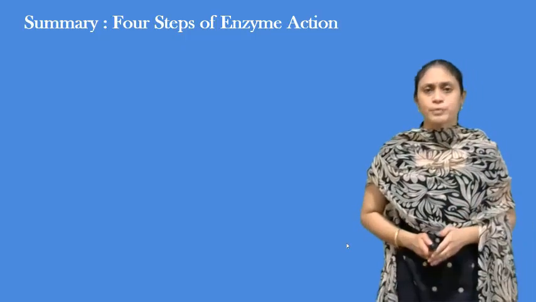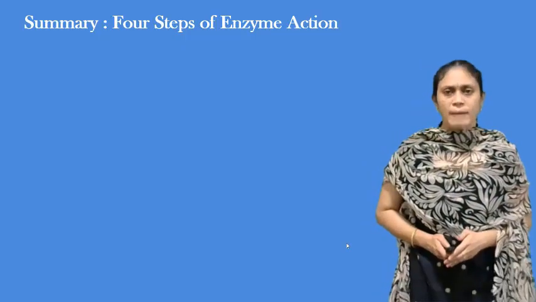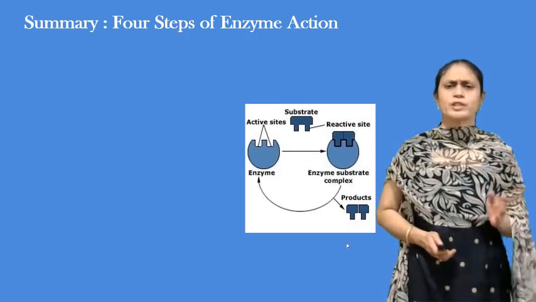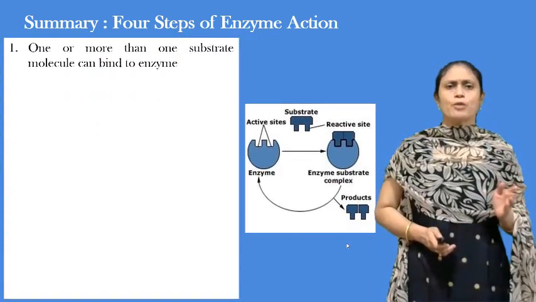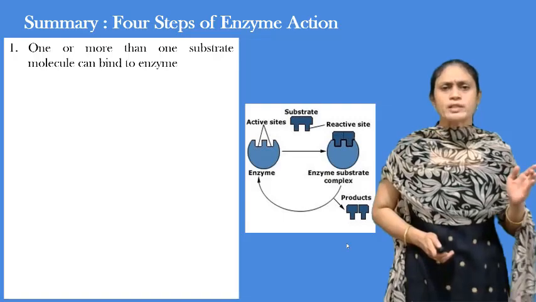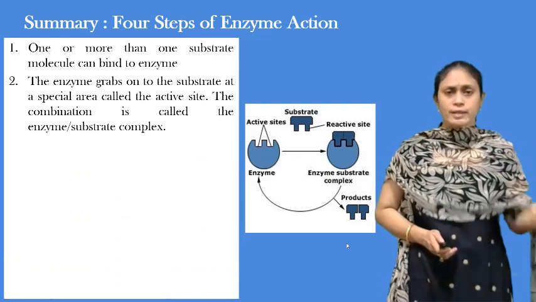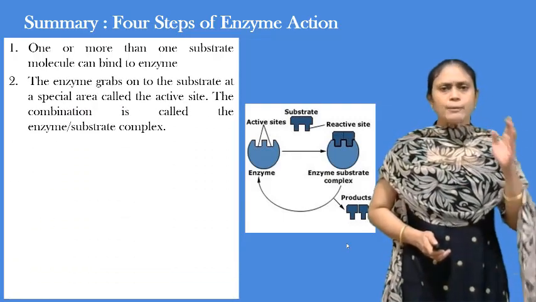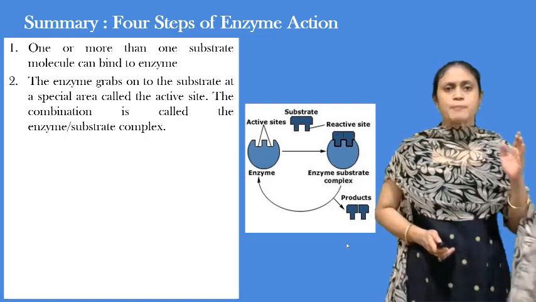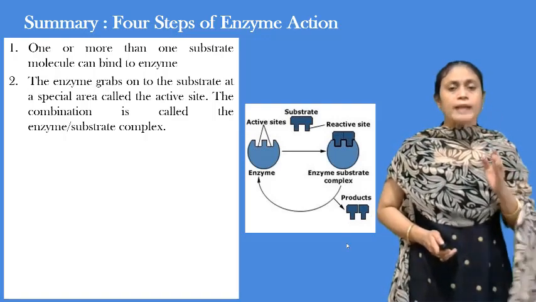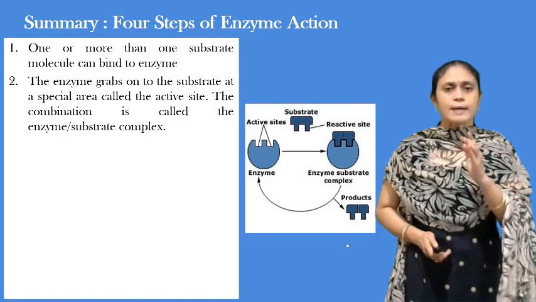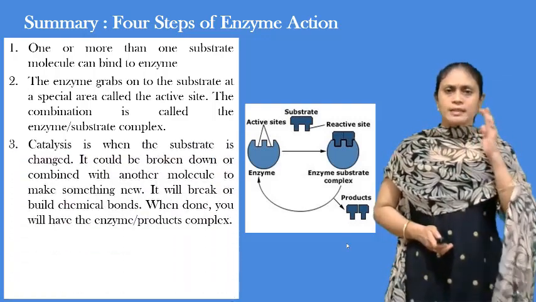Now we are moving towards the 4 steps of enzyme action. What are the 4 steps of enzyme action? First and foremost, one or more substrate molecules come and bind to the enzyme, and then the enzyme wraps around the substrate at a special area called the active site, and the combination is called the enzyme-substrate complex. And what is the third step?